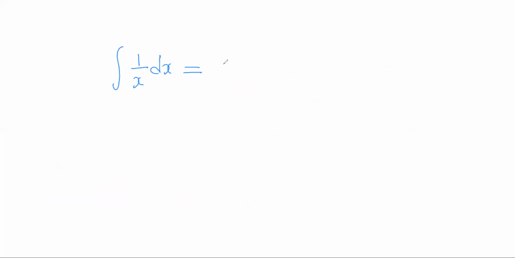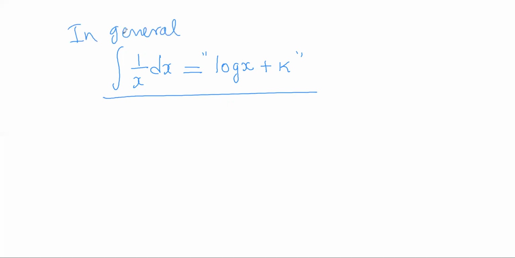So the integral of 1 by x means it is a function whose differentiation is 1 by x. And we observe that log x on differentiation gives 1 by x, and also log x plus k for any constant k gives 1 by x, which is a general form. So in general, we write the integral of 1 by x dx as log x plus k, where k is called the integration constant.